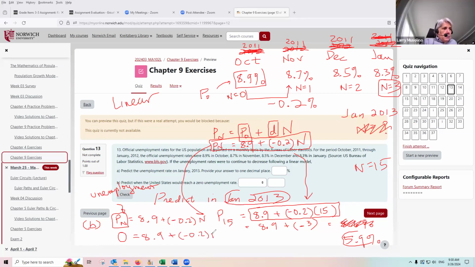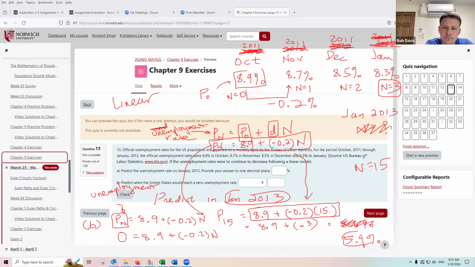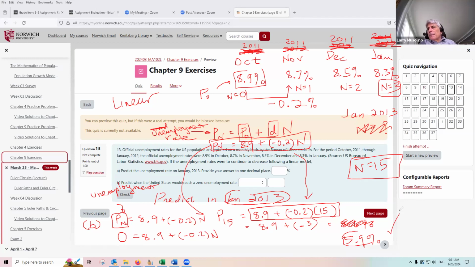This is a little tricky, but what you're finding in this formula, this P sub n number that you're calculating, is the unemployment rate in the context of this problem. And N, capital N, is really the month that you're interested in. As an example, let's go back to part A for a second. You wanted to know the unemployment rate for month 15, right? N equals 15. You replaced N with 15, you got the answer 5.9%. So that's the unemployment rate in month 15.